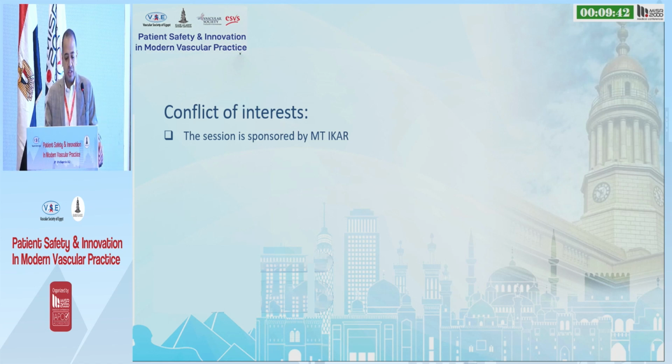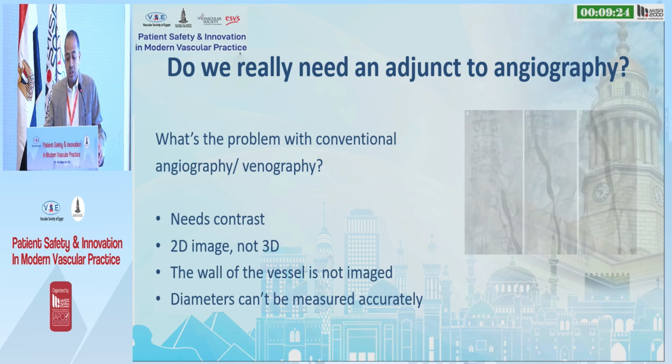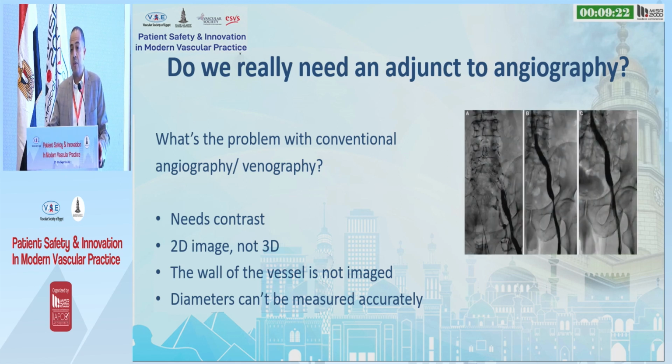So do we really need an adjunct to angiography? What's wrong with the conventional imaging techniques that we have already? I believe all of you know what the problem is. The conventional angiogram needs contrast with all of its complications. It's a 2D image, not 3D. You can never know in such a venogram if you have another picture whenever you change your projection.